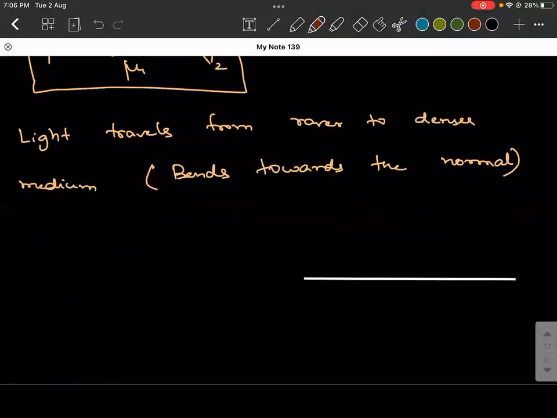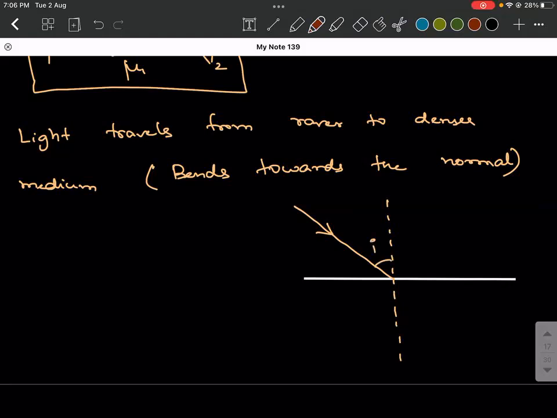So can you scroll up a little bit? So when it goes from rarer to denser, it goes towards the medium because it has something to do with the angle of deviation. I've not explained what is angle of deviation till now. Let's see. You're almost there, but if you think slightly, you will get it.